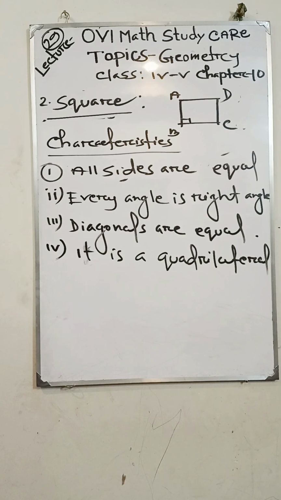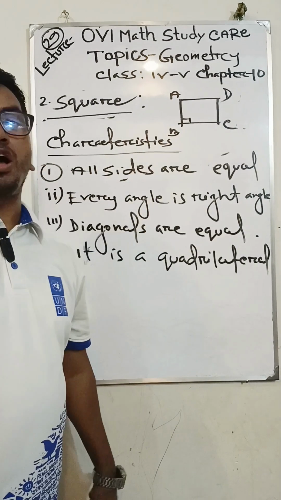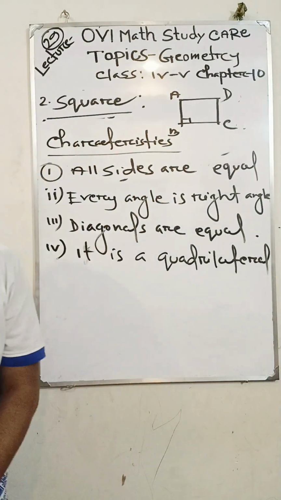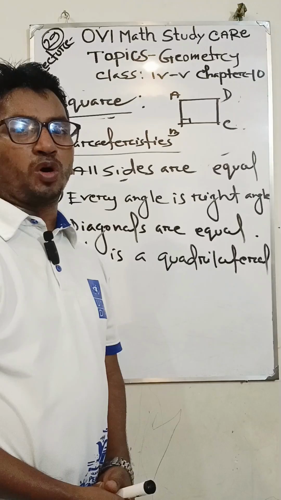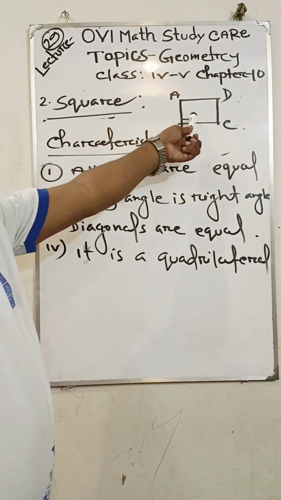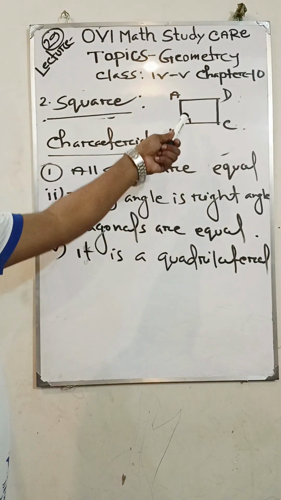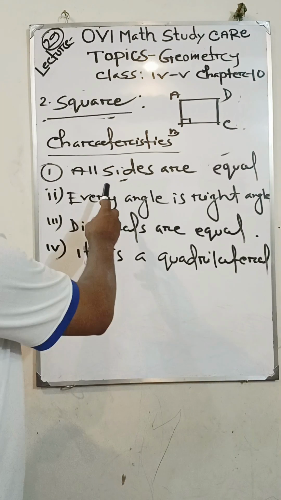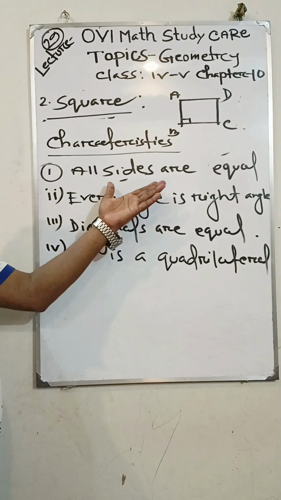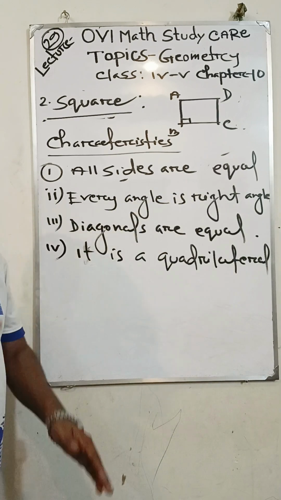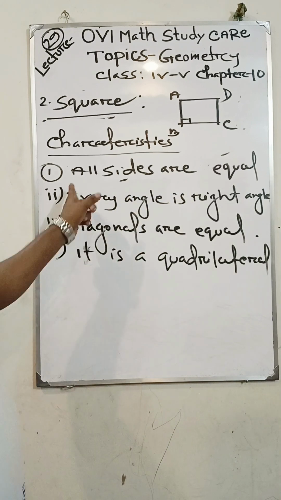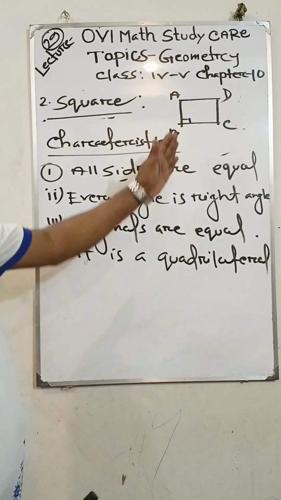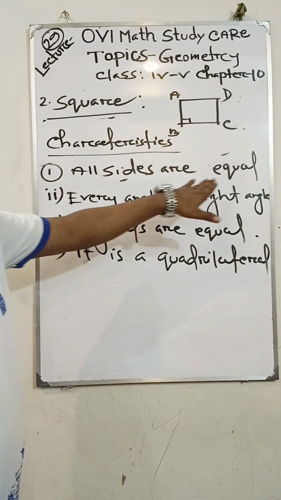This is our another figure. This is a square. What is a square? If the quadrilateral whose four sides are equal and every angle is a right angle, it is called a square. Here is the figure of square ABCD. Characteristics of a square. Number one, all sides are equal. What is the difference between the rectangle and square? In the rectangle, opposite sides are equal, and in the square we write all sides are equal.